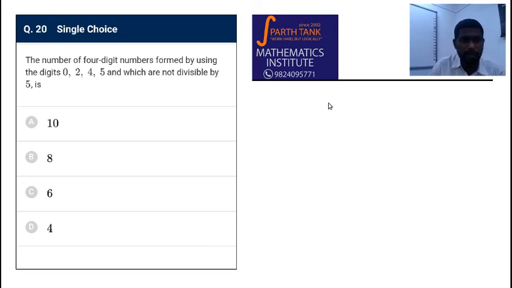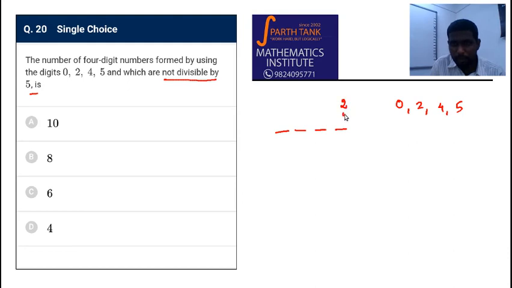Now let us see how many numbers can be formed. They are saying not divisible by 5. So if there is a 4-digit number, we are doing without replacement, and the digits are 0, 2, 4, 5. In the last place, you can have 2 or 4, 2 possibilities. Now let us see the other places.